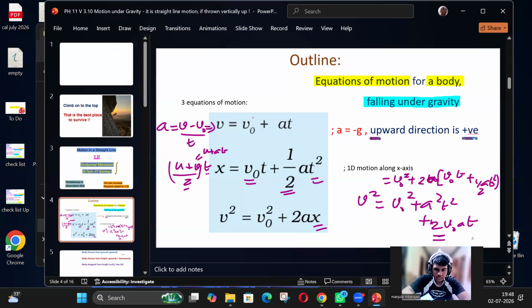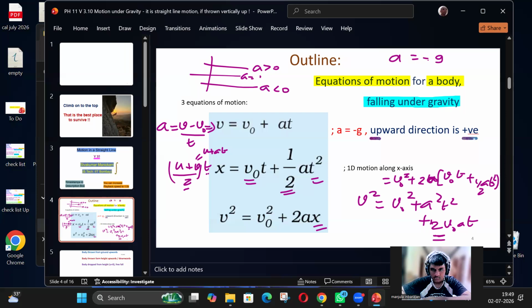The important assumption here is that acceleration is constant. It does not change with time, just a real number. It's constant and uniform. So these three equations of motion are valid for constant acceleration. It can be positive or negative, two cases, or it can be zero, which is a trivial case. In the case of gravity, you just have to put a equal to g or minus g, depending on the direction. If you take the upward direction as positive, acceleration is minus g.